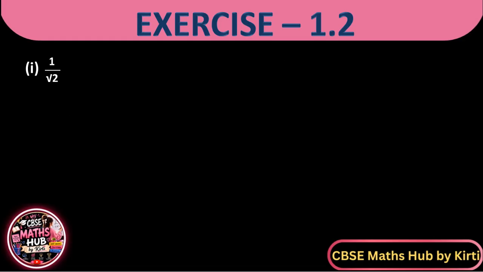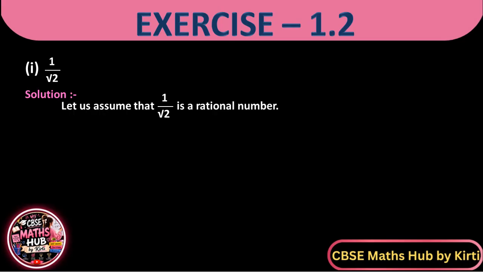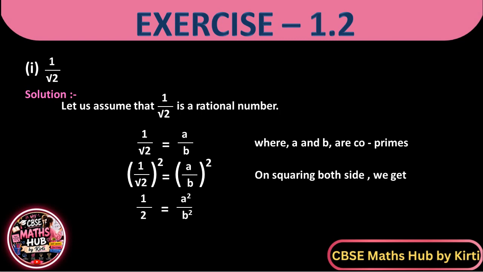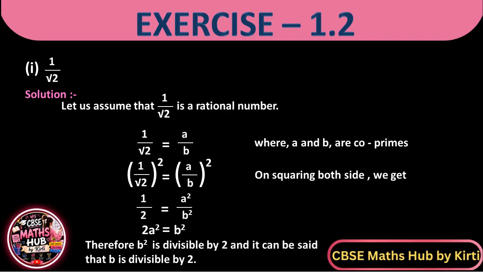Now, let's solve the first part of question number 3. We have to prove that 1 upon root 2 is irrational. First, let us assume that 1 upon root 2 is a rational number. So, we can write it in the form of a upon b, where a and b are coprime integers. Now, squaring both sides, we get 1 upon 2 is equal to a square upon b square. After cross multiplication, we obtain 2a square is equal to b square.